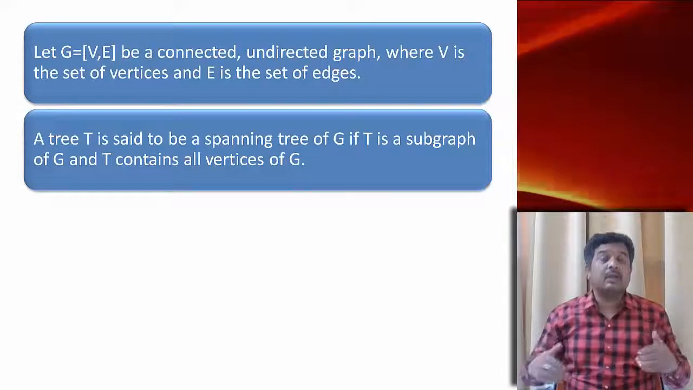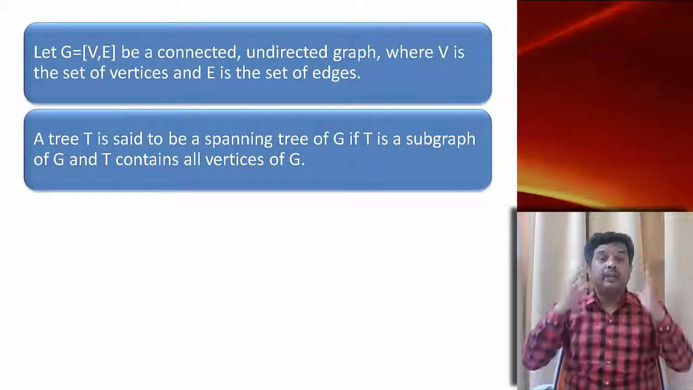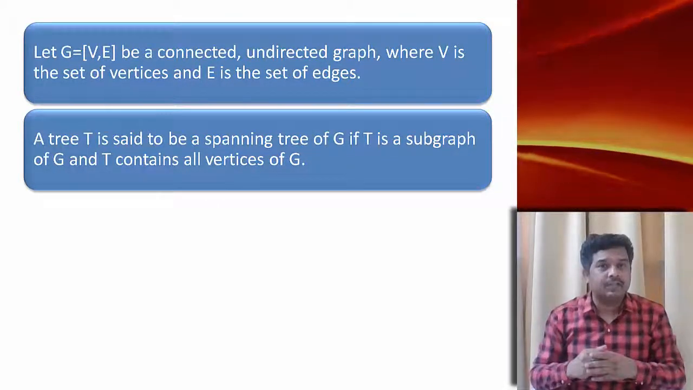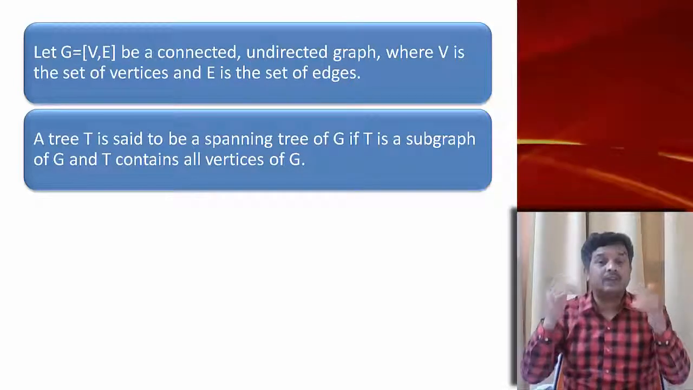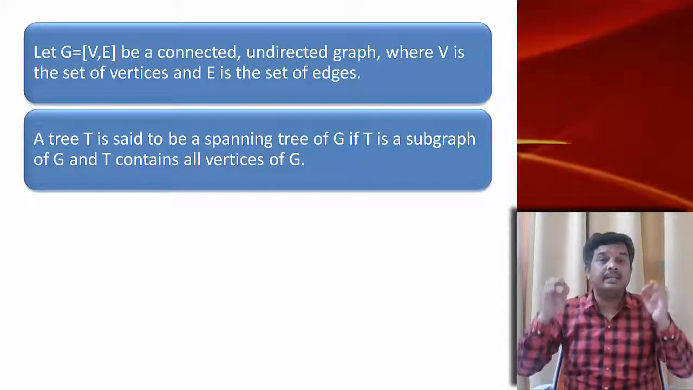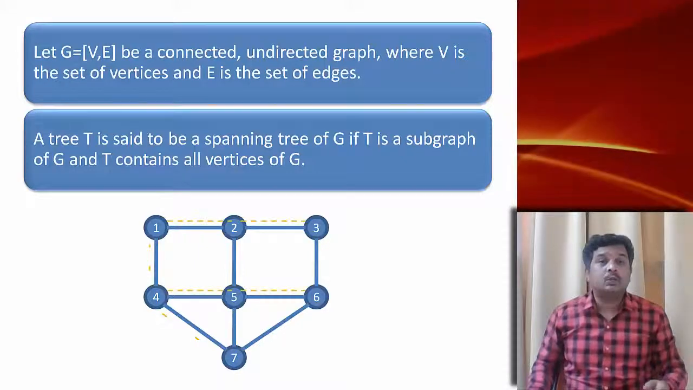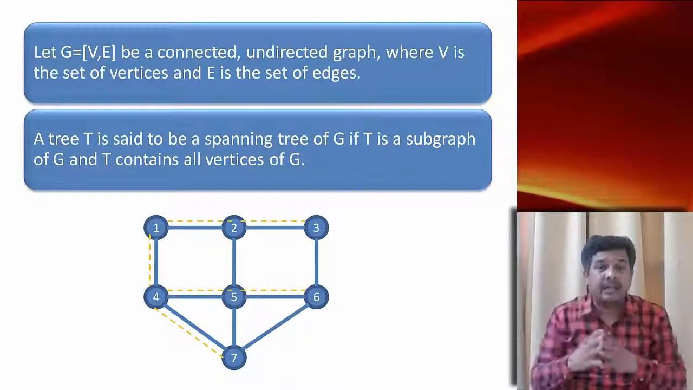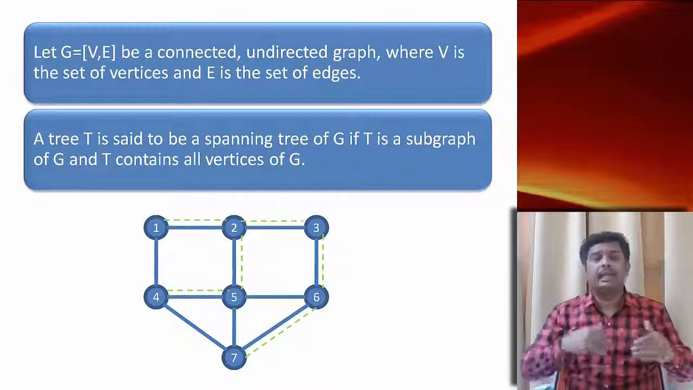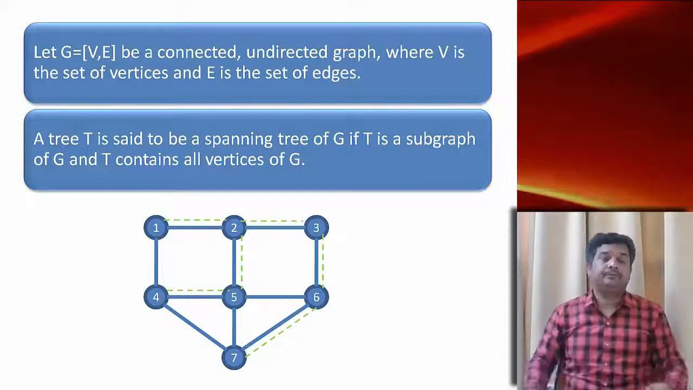Before we start talking about minimal spanning tree, let us try to understand what is a spanning tree. If a graph G is given with V vertices and E edges, then a spanning tree T is a subgraph of G which contains all the vertices of G. For example, let us say here is a graph given to me and the dotted yellow line represents a spanning tree. Similarly, one more spanning tree can be the dotted green lines. So there can be many spanning trees possible in a graph.